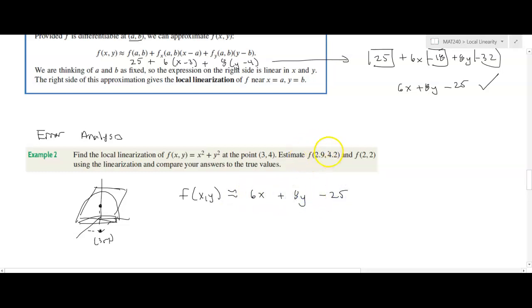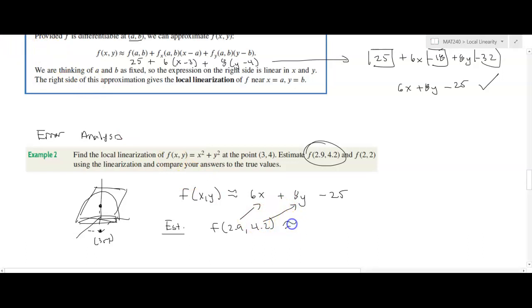And so what we want to do is we want to estimate f of (2.9, 4.2). So if we estimate this value, we calculate f of (2.9, 4.2). That is plugging 2.9 here, plugging 4.2 there.